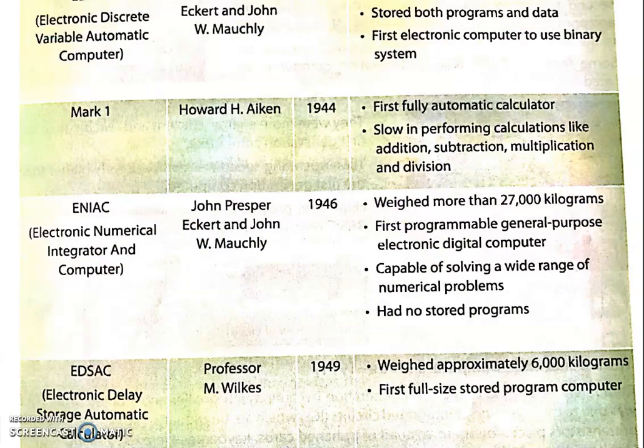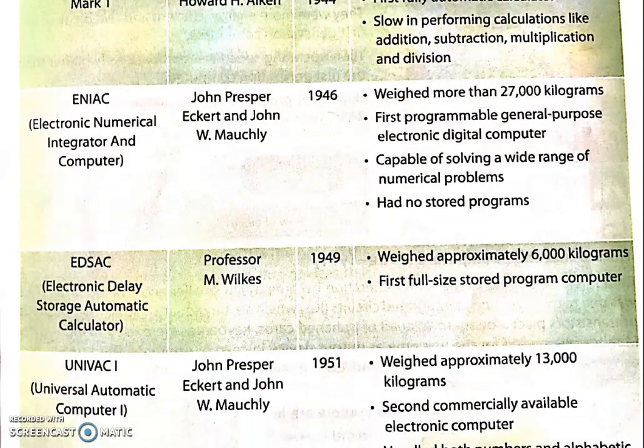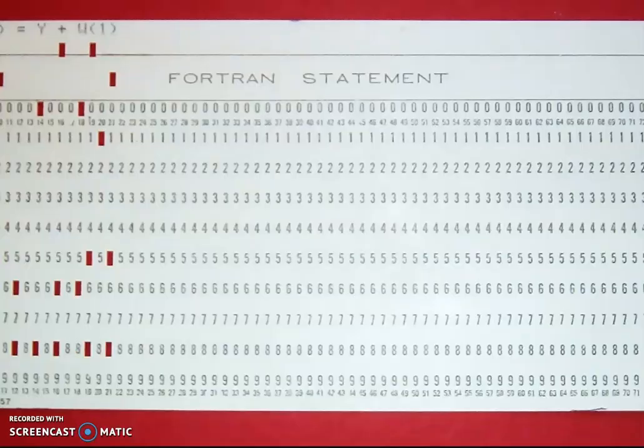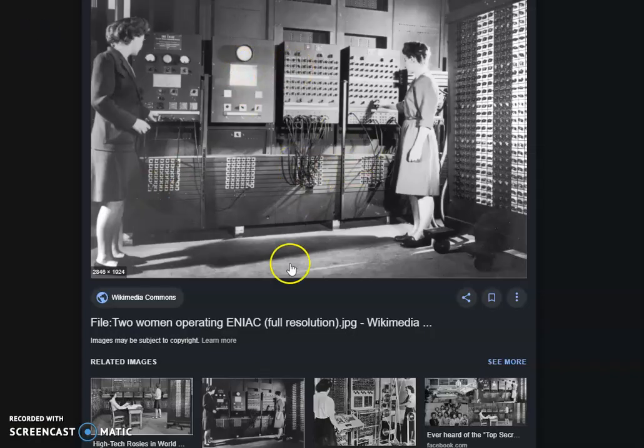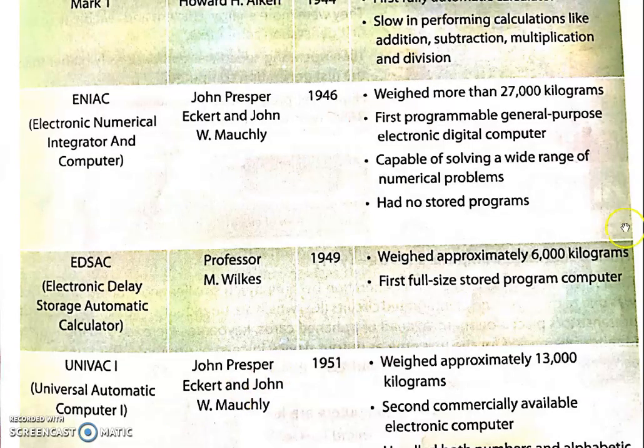Then comes ENIAC, the one that I showed you. ENIAC stands for Electronic Numerical Integrator and Computer. See, this is how an ENIAC looks. It was invented by John Presper Eckert and John W. Mauchly in 1946. It weighed more than 27,000 kilograms. Imagine having such a computer in your room. And it was the first programmable general purpose electronic digital computer. That means you could program it to do whatever task you wanted it to do.